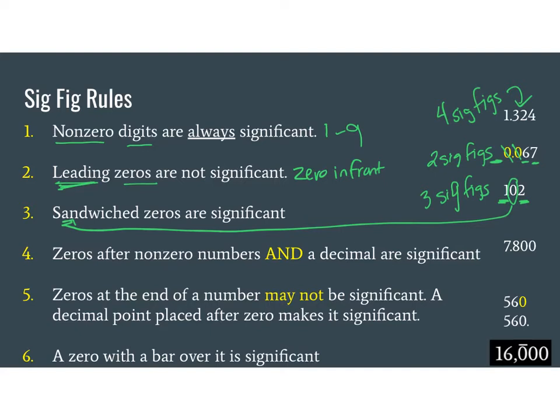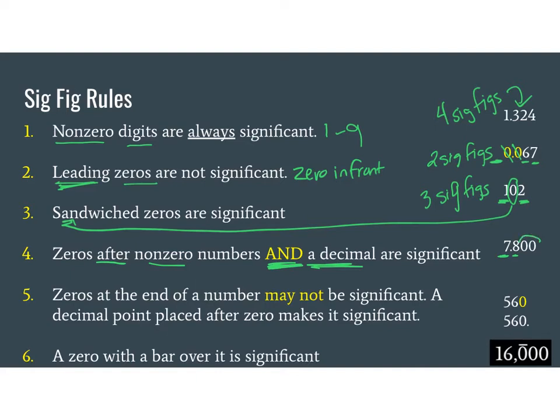We have 3 more here. Zeros after non-zero numbers and a decimal are significant. This one is important because you have to cover both steps. Zeros after non-zero numbers and a decimal are significant. As I start to look at this number, we have 7.800. We know that the 7 is significant based on Rule 1, non-zero digits are always significant. We also know that the 8 is significant because it is a non-zero digit, and those are always significant.